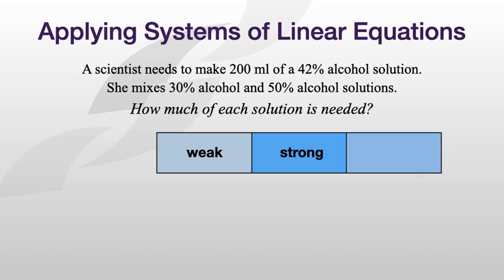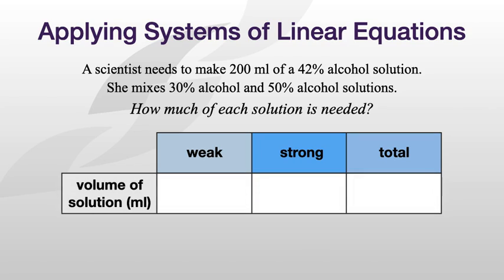We also have some information about the solution formed by mixing the two. First, we'll think about the volume of each of these solutions. Let X be the volume of the weak solution and Y be the volume of the strong solution. The scientist needs 200 milliliters of the mixture. We also need to think about the volume of alcohol within each of these solutions.